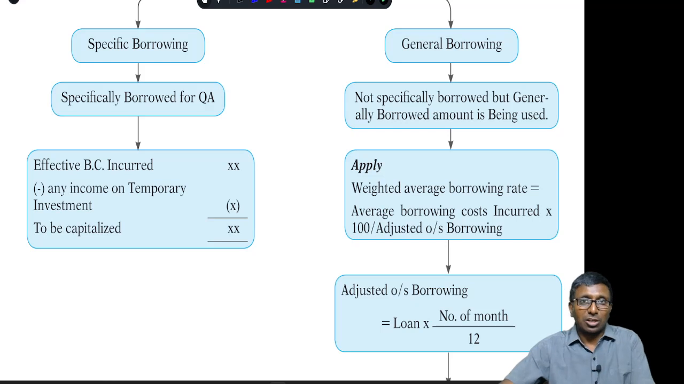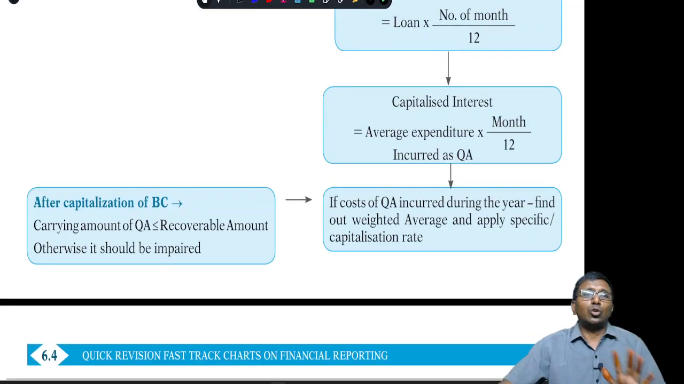If it is from the general borrowing, then we have to calculate one capitalization rate. That capitalization rate is nothing but the weighted average borrowing rate. How do you calculate it? Borrowing cost incurred divided by adjusted outstanding borrowing. What is adjusted outstanding borrowing? Loan amount into number of months borrowed in the current year, divided by 12. Like that, you will be able to do it.